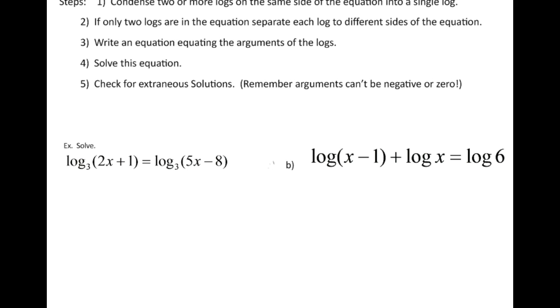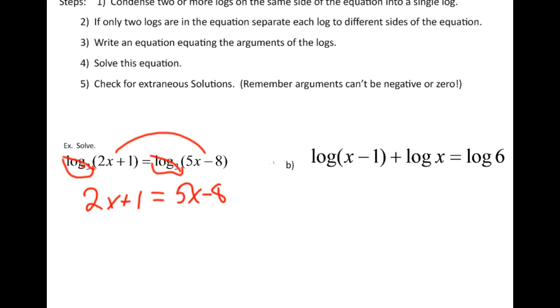Since the log on the left matches the log on the right, since those bases match, does it make sense that the only way that the logs can be equal is if the arguments must be equal? Since the bases are equal, the arguments also have to be equal. So for all intents and purposes, I can just ignore the logs. I'm not canceling them, I'm just ignoring them. I'm focusing just on my arguments. So I get 2x plus 1 equals 5x minus 8.